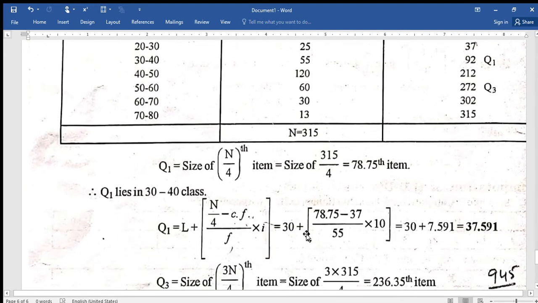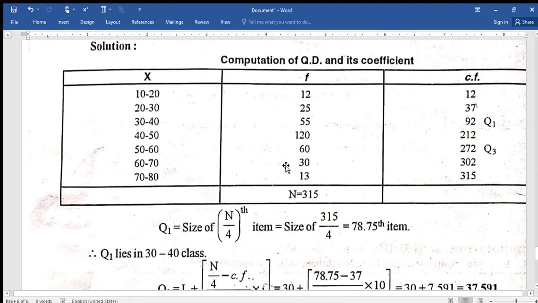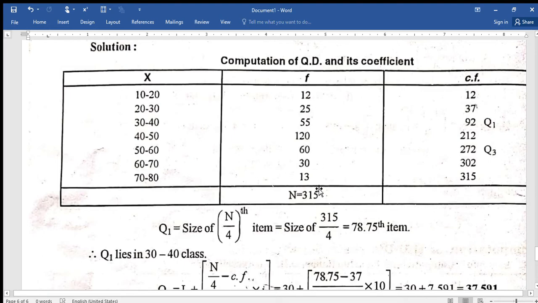That is Q1. The Q1 class can be calculated using the equation Q1 is equal to the size of n by 4th item. In this case, n is equal to the total frequency. So 315 is the value of n here. Size of n by 4. If we substitute the value here, that is 315 divided by 4.